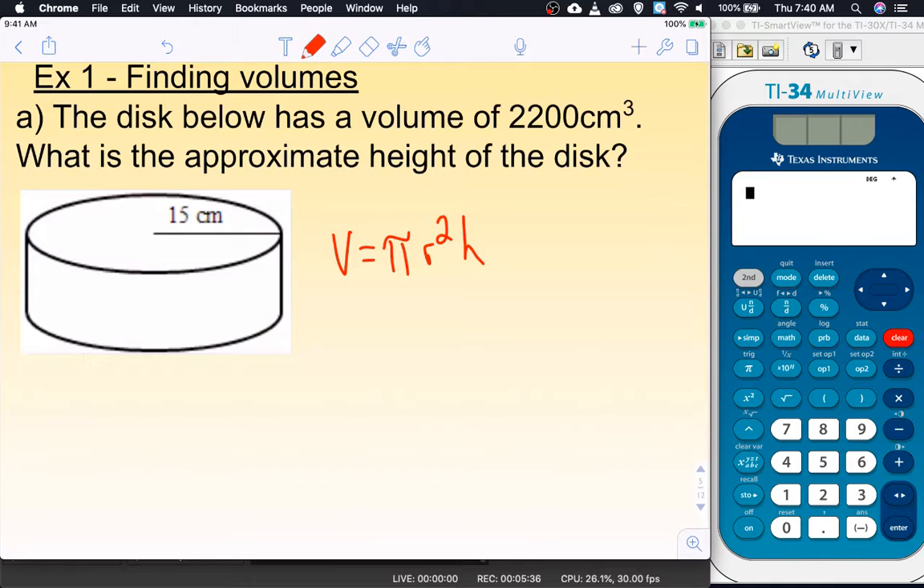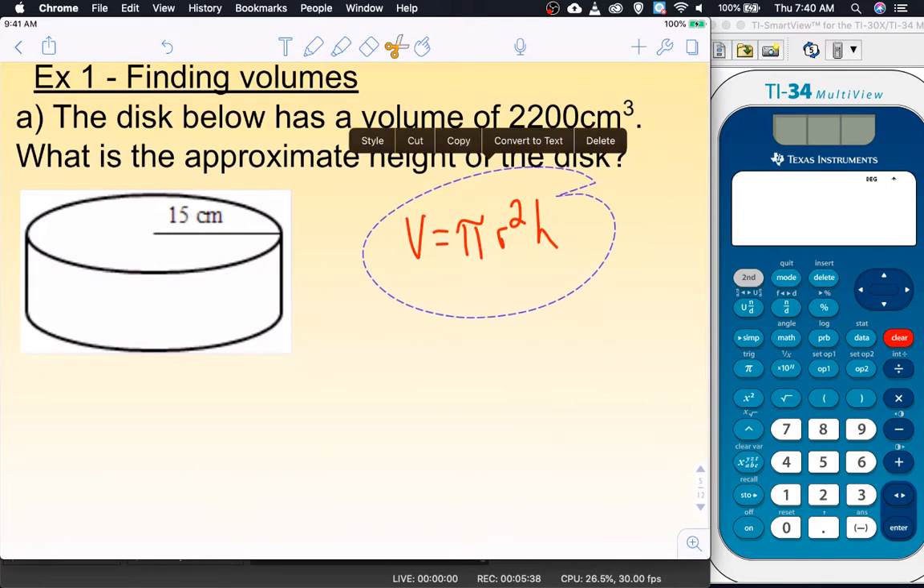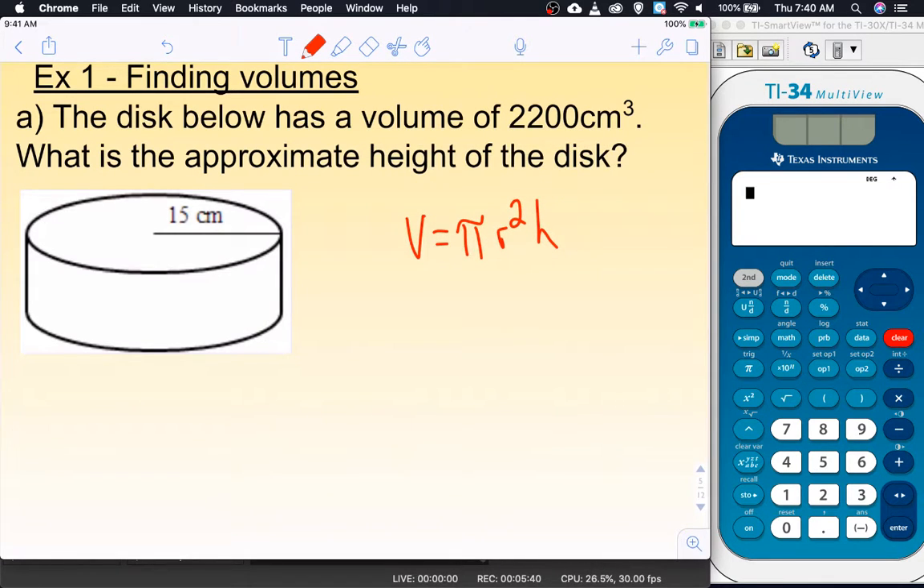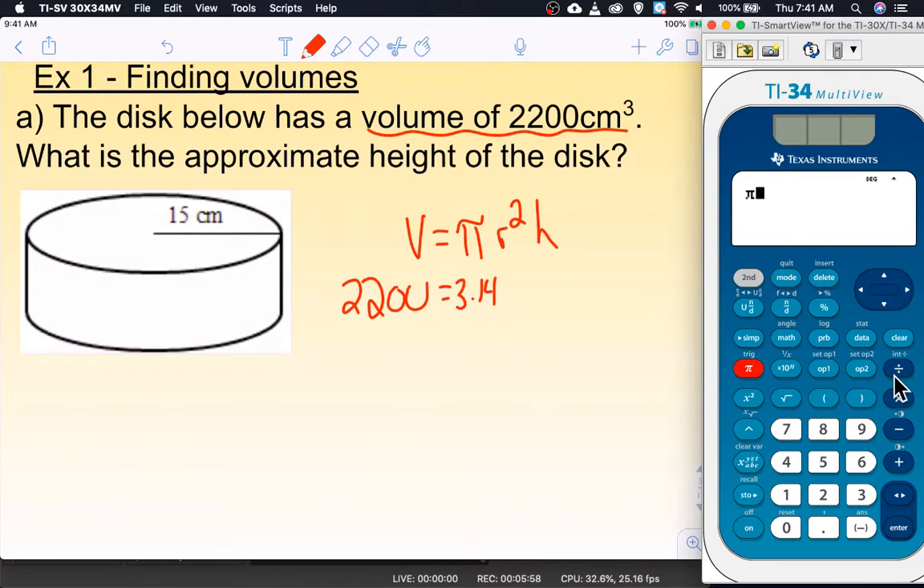We would then plug in all the information that we know. I know the volume is 2,200 because it says so right there. I know pi is 3.14, or approximately 3.14. I'm allowed to use that number. You also have this pi button in your calculator you can use. It gives you more digits.